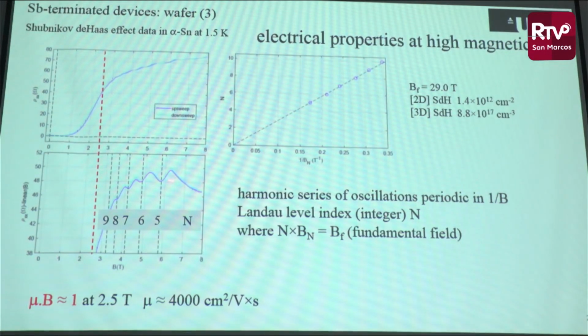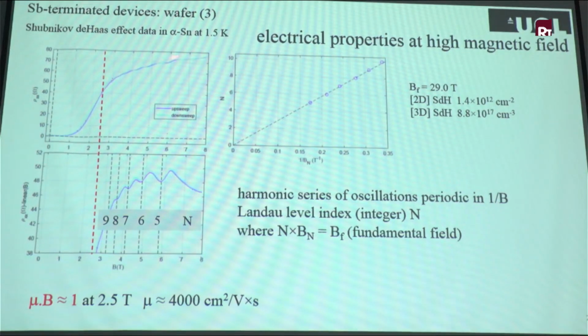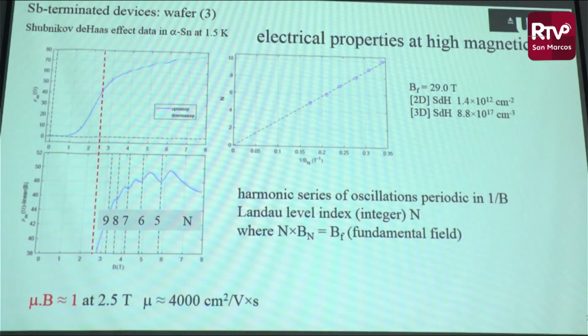This is kind of an expanded view. So I've taken away a linear term here. If you take away a linear term on the background, you haven't adjusted the oscillations, you've just made the oscillations clearer. This was the first data where we could really get at the question: what is the mobility in the system?